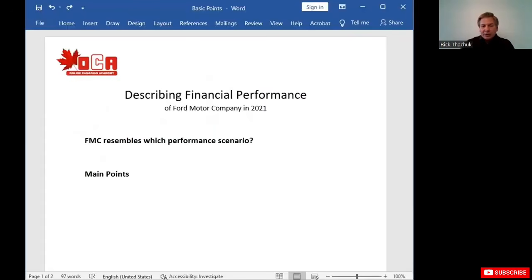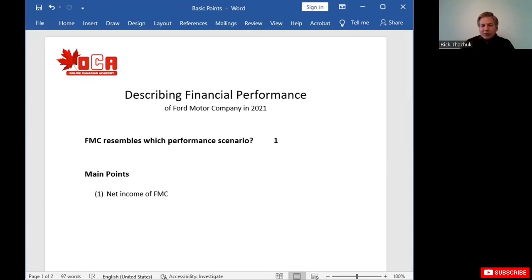This is a sheet of basic points for Ford Motor Company in 2021. FMC, that's Ford Motor Company, resembles which performance scenario? Well, we already identified scenario 1 as being the relevant scenario. Now let's look at the main points, and I think we'll start with net income.